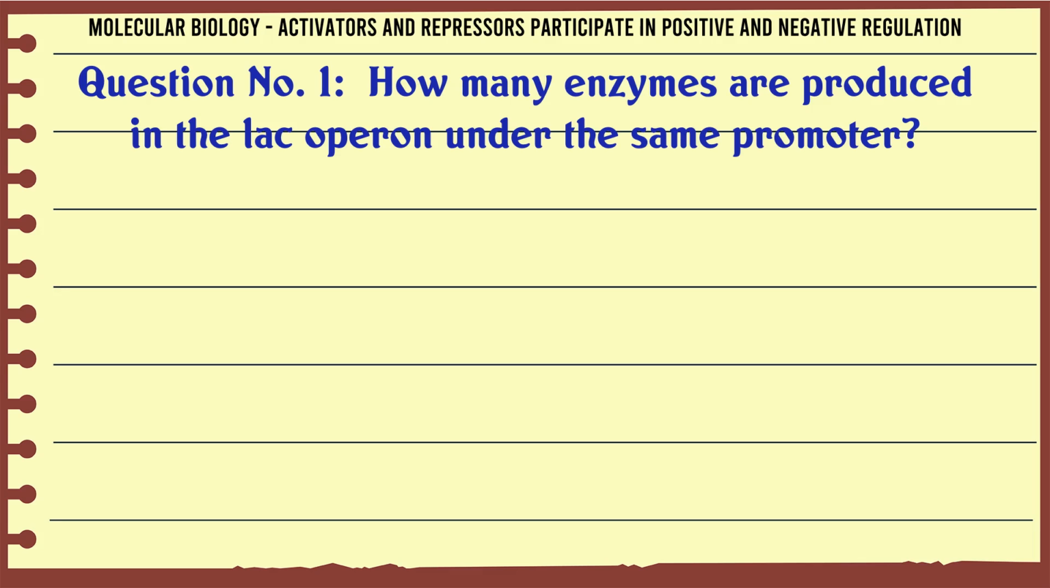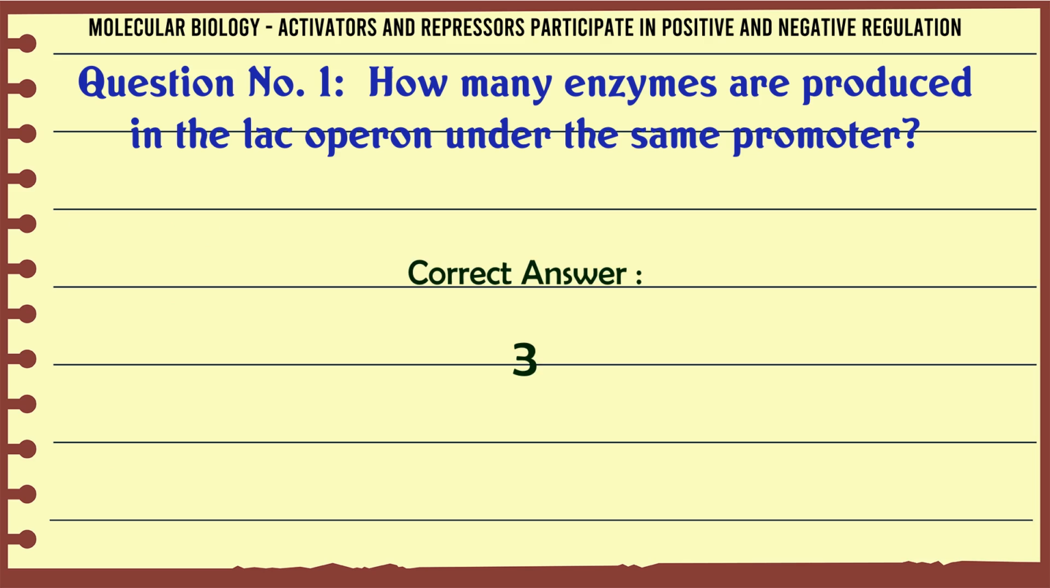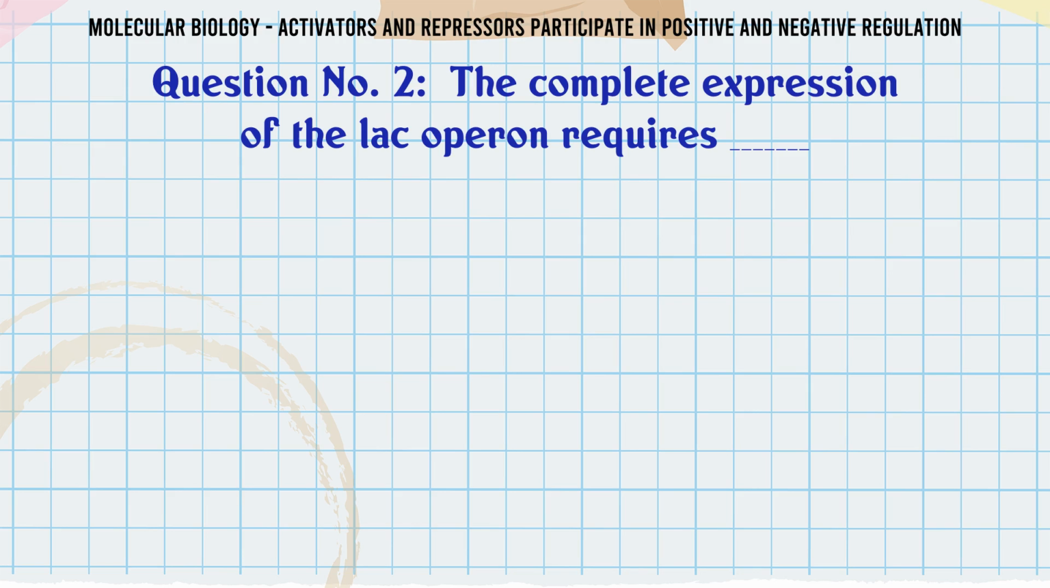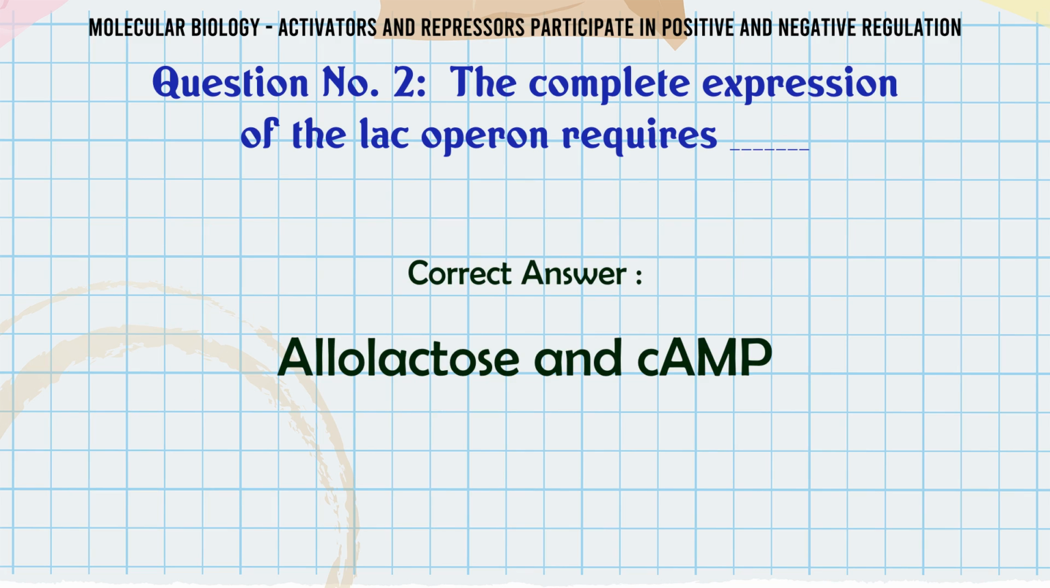How many enzymes are produced in the lac operon under the same promoter? A. 4, B. 3, C. 2, D. 1. The correct answer is 3. The complete expression of the lac operon requires A. Lactose, B. Allolactose, C. Lactose and cAMP, D. Allolactose and cAMP. The correct answer is allolactose and cAMP.